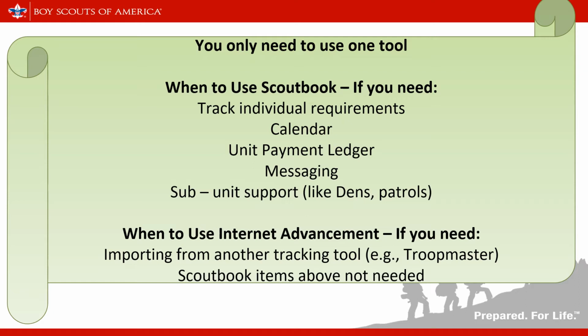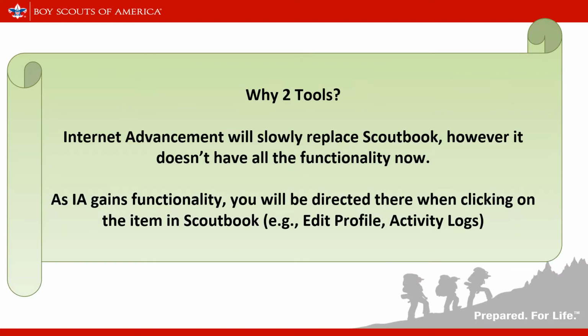You have a choice. You can use one, either, or both of these tools to write your information and your unit's information into the national database. The reason why we have two tools is historical. The Internet Advancement tool will slowly grow and take on all the capabilities of Scoutbook. When it does, Scoutbook will be retired because it is built upon an older programming code.